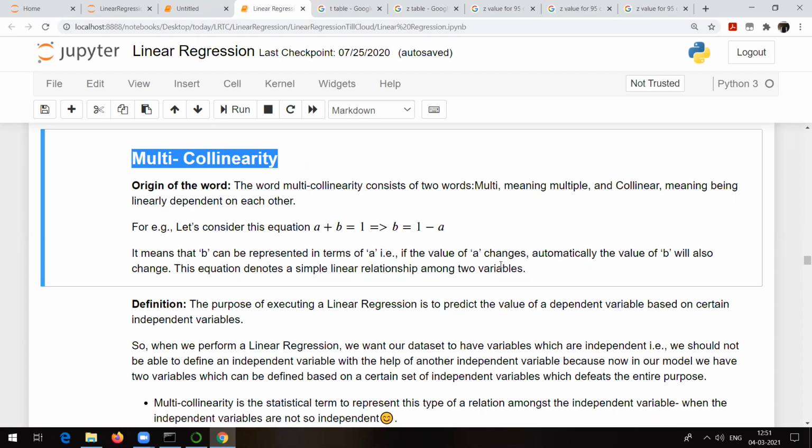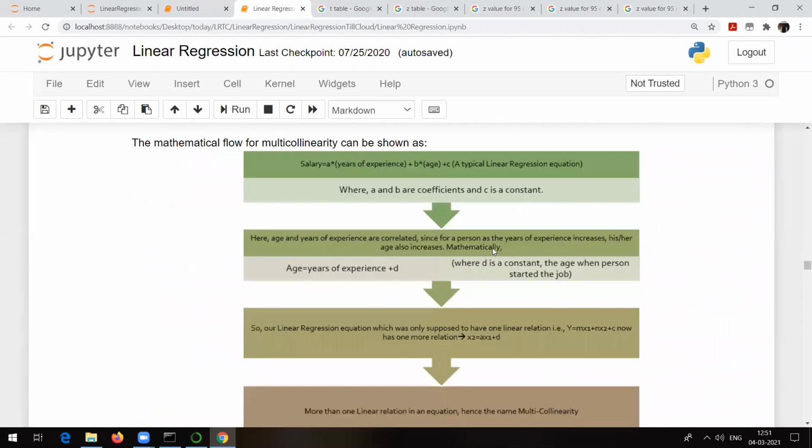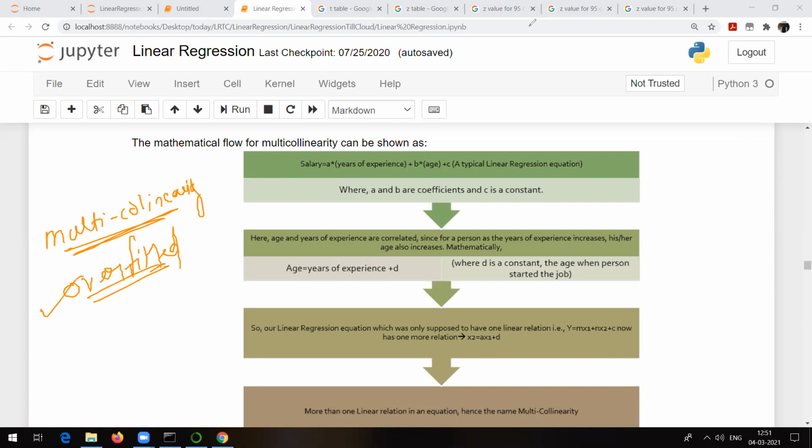Instead of reading this, let me give a simple example, if you really want to understand what multi-collinearity is and why to care about it. If there is multi-collinearity present in your data set and you train the model from that data set, your model is going to become an overfitted model. What is an overfitted model? I already told you. It gives good results at the time of training, but bad results at the time of real-time testing.